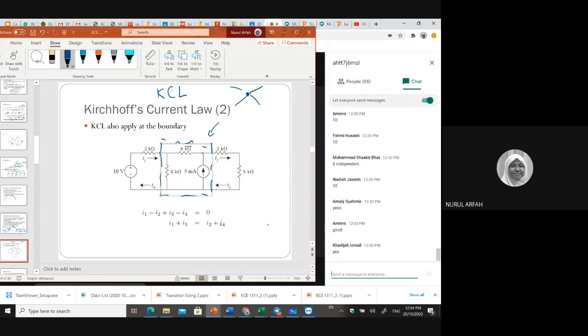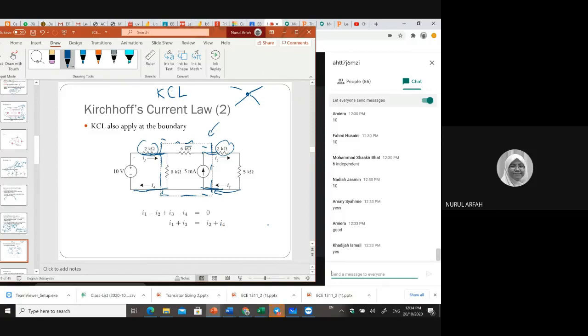Okay, maybe this one, this 2K, you have a current flowing into the boundary, right? For this 2K, you have current leaving the boundary. And for this part, entering the boundary. This one, leaving the boundary. Anything attached to this part, you need to consider all. So current entering the boundary should be equal to current leaving the boundary.